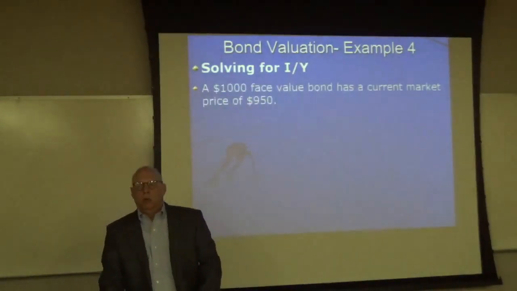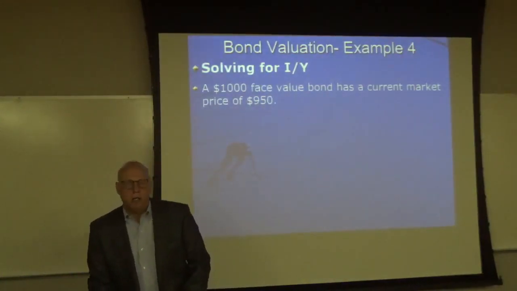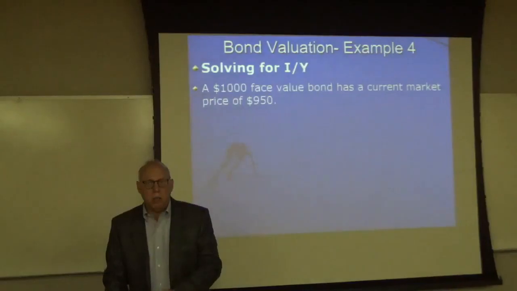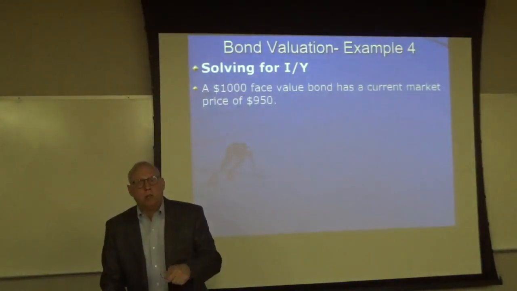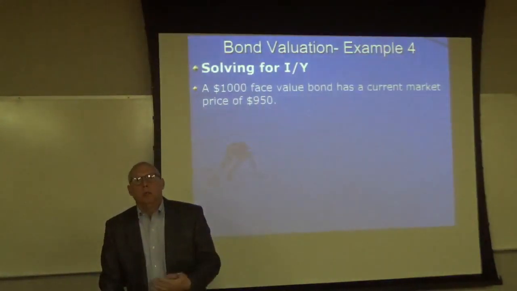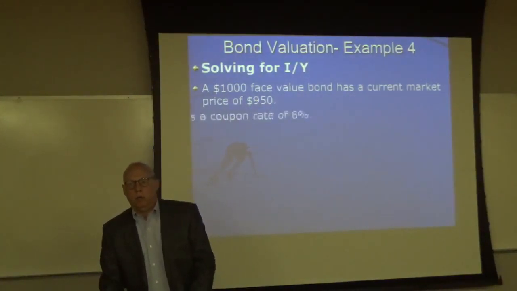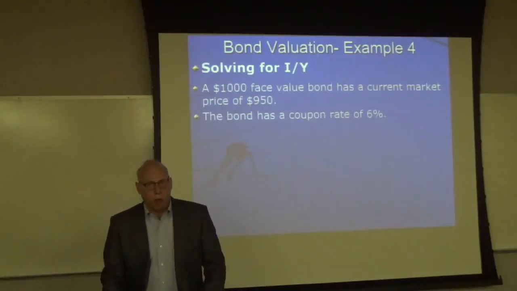Okay. So let's say that a $1,000 face value bond has a current market price of $950. Well, the bond is trading at a discount, which means that market rates have gone up, and the market rate is now higher than the coupon rate. I guarantee you that when we solve for IY, the market rate will be higher than the coupon rate. The bond has a coupon rate of 6%, so the market rate, the IY, is going to be higher than 6%. I guarantee it.